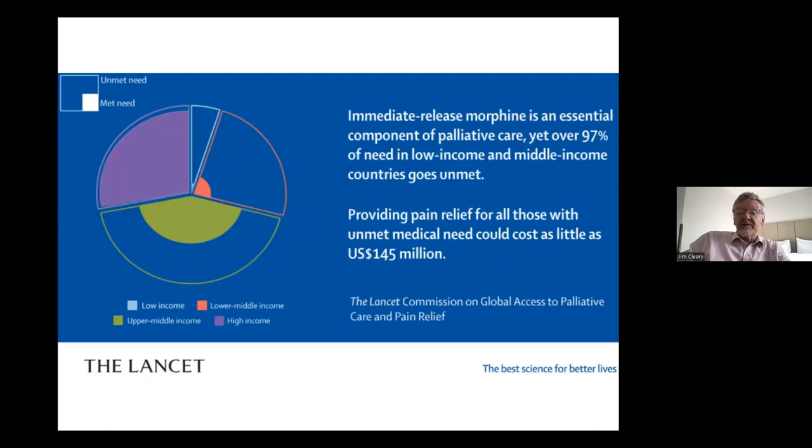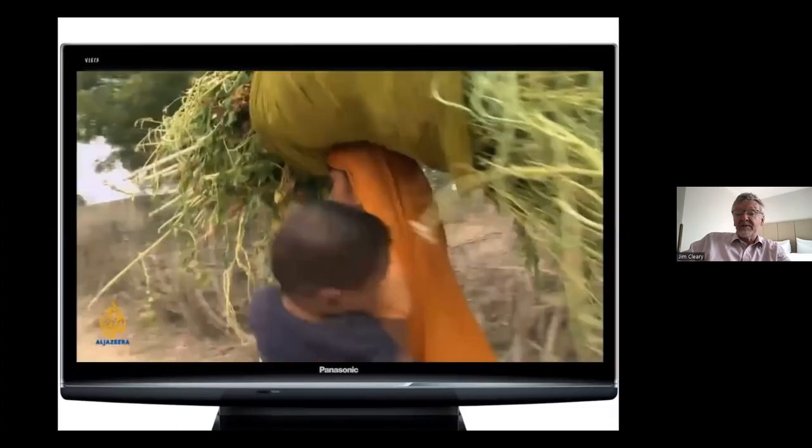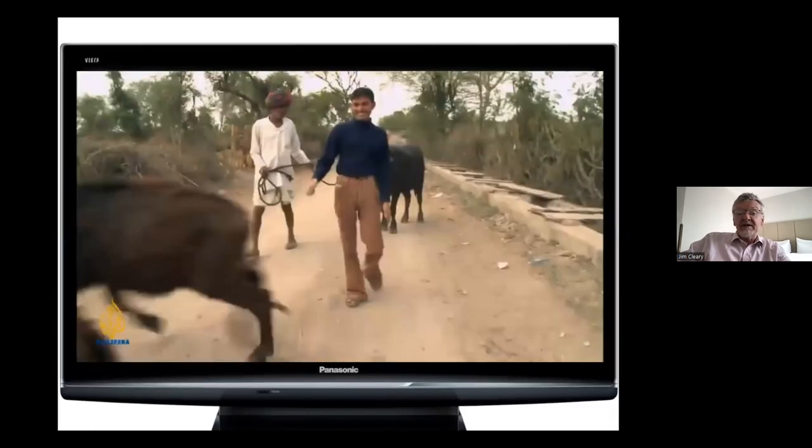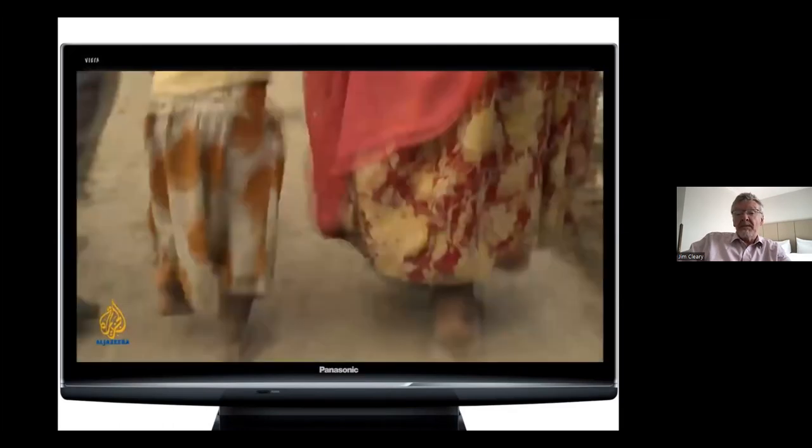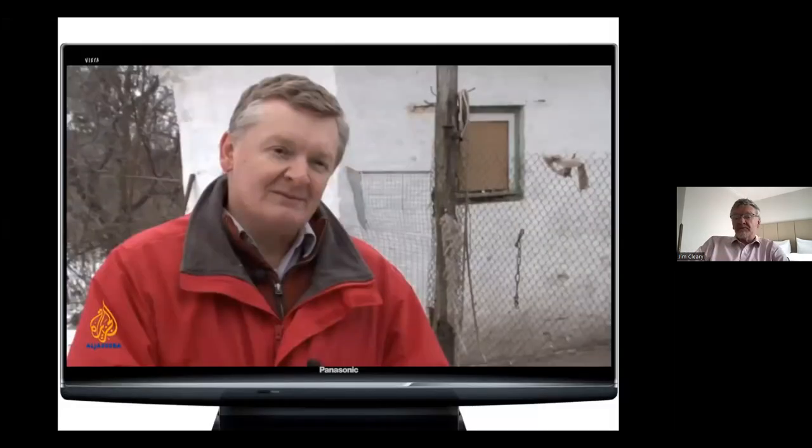If we actually look at low-cost immediate release morphine, we may be able to do this, as we said in the Lancet Commission, without a huge investment in dollars to actually get immediate release morphine around the system, around the world. But we need good systems in place to make this happen. And here's an example from India. Here in the rural outskirts of Calcutta, that number more than half. Died 3 months later. Arturo died 3 months later, not from the gun, but from his disease.